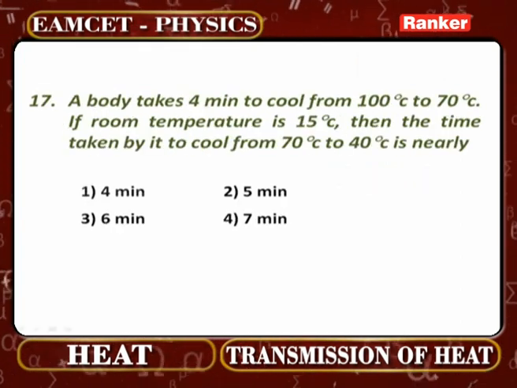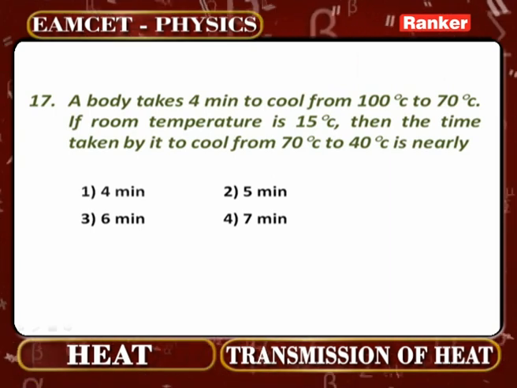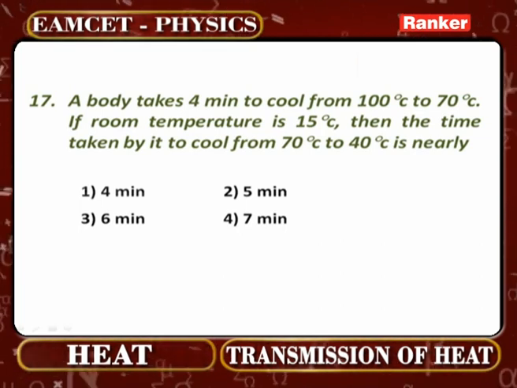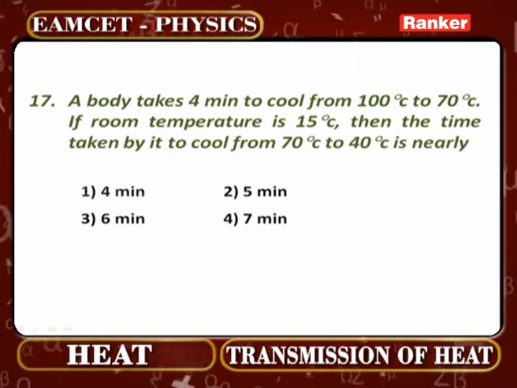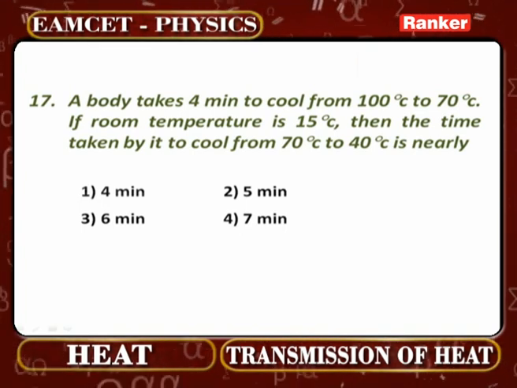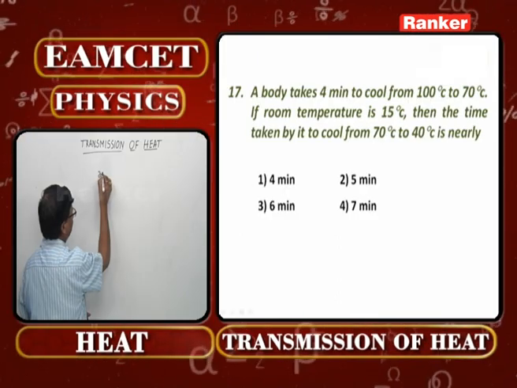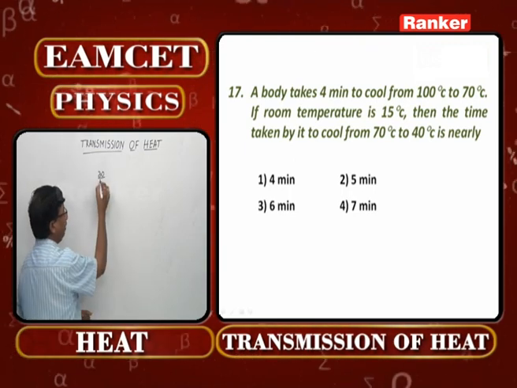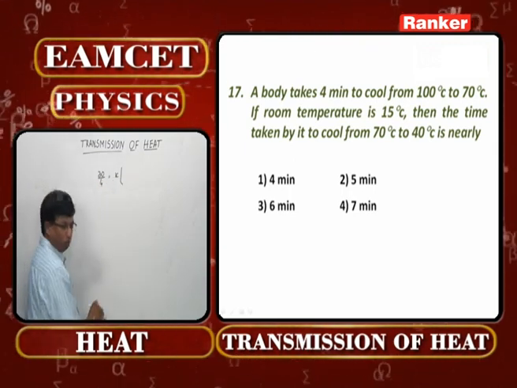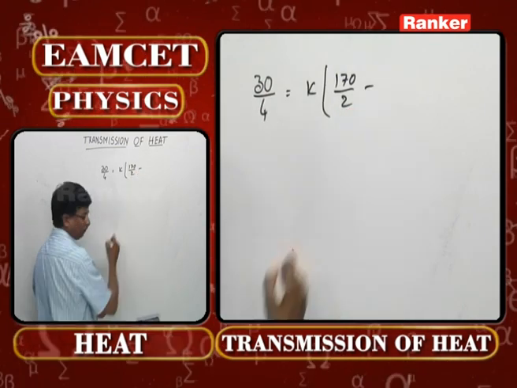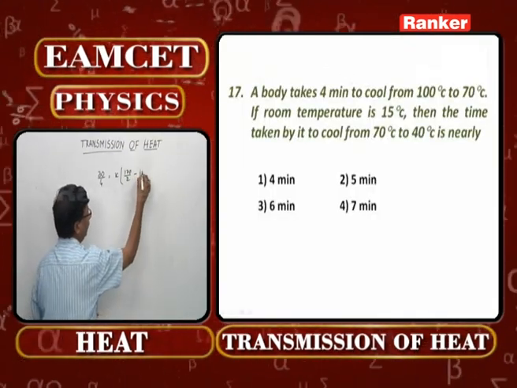Almost the same model, but a different concept is involved here. A body takes 4 minutes to cool from 100 to 70. If room temperature is 15 degrees centigrade, then the time taken by it to cool from 70 to 40 is nearly how much? Once again, let us use the same equations. It is 4 minutes to cool from 100 to 70. 100 minus 70, it is 30, by how much time it is taking? 4 minutes is equal to K into (100 plus 70) by 2, 170 by 2, minus what is the temperature of the surroundings given? 15.